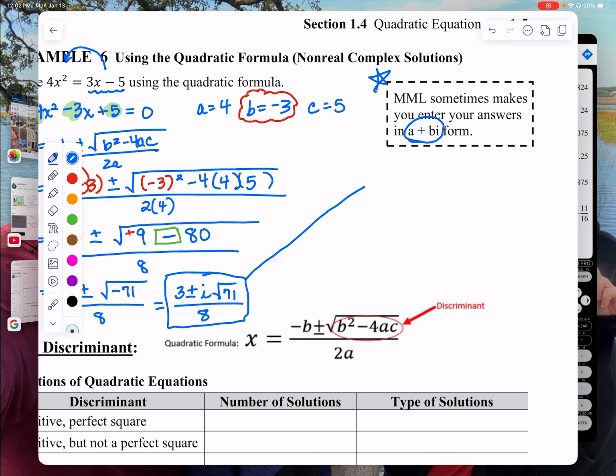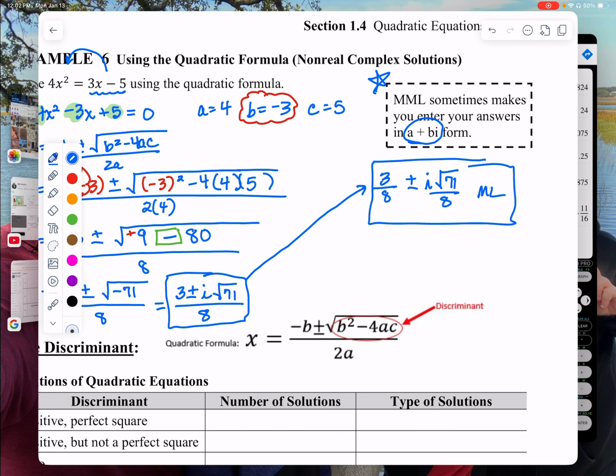But if they ask for it in a plus bi form, remember that means you've got to separate it. There's my first part, 3 over 8, plus i square root of 71 over 8. That's the MyLab answer. If you don't put it in a plus bi form, they will count it wrong. Sometimes they tell you why, sometimes they don't.